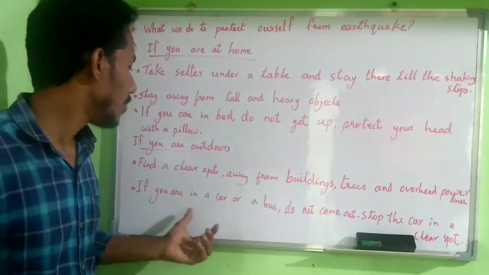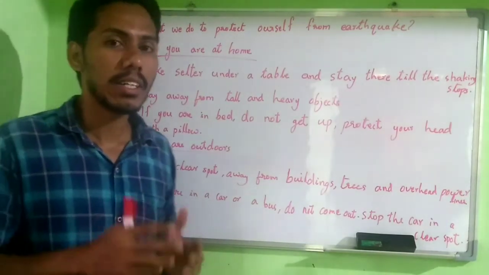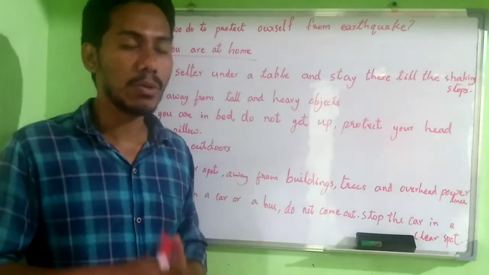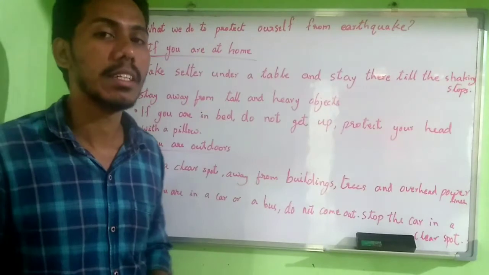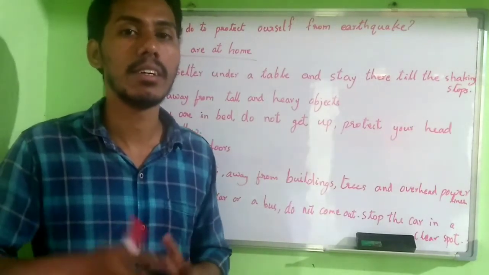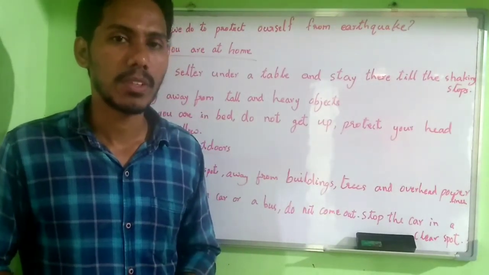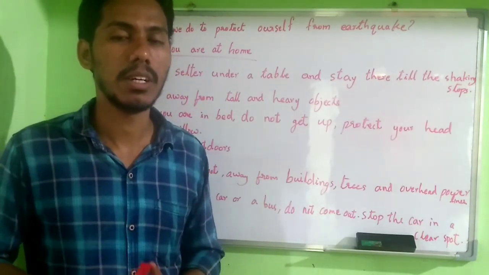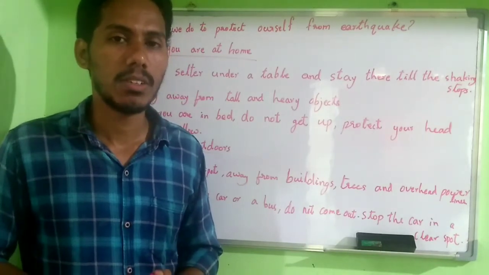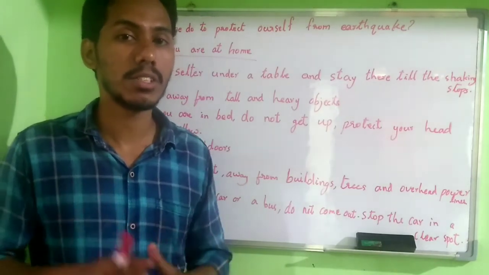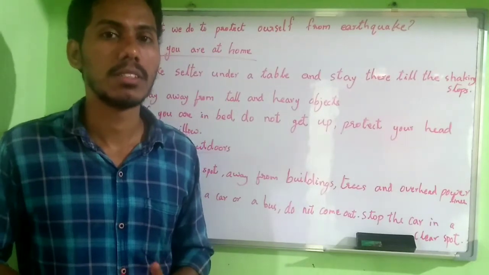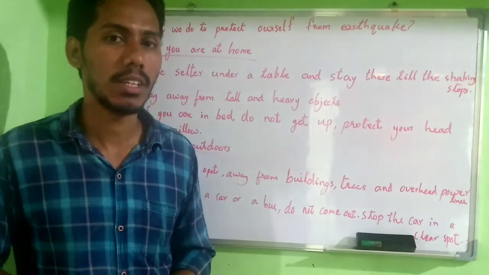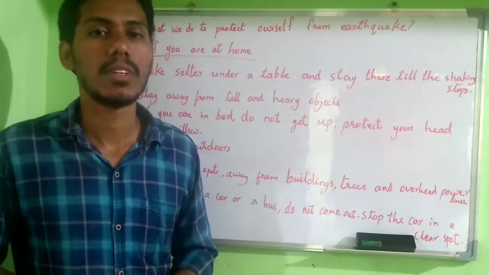Okay, then if you are in a car or a bus, what do you have to do? Do not come out, and stop the car in a clear spot away from buildings and heavy objects. So these are the precautions you can take when there is an earthquake. We cannot predict an earthquake beforehand, but we can measure the effect of an earthquake by using a Richter scale and also a seismograph.